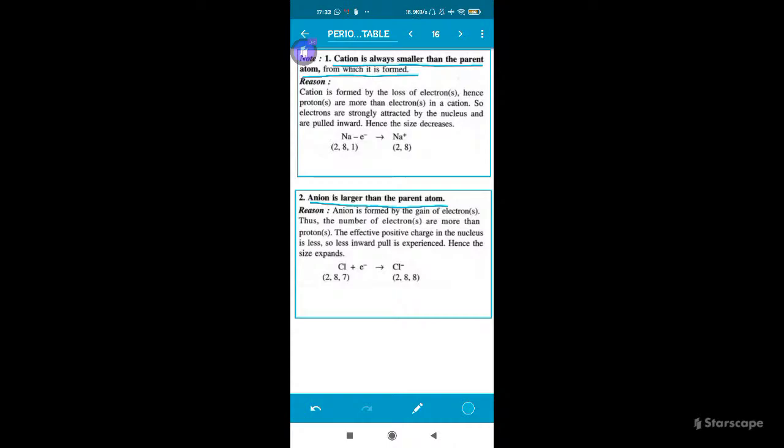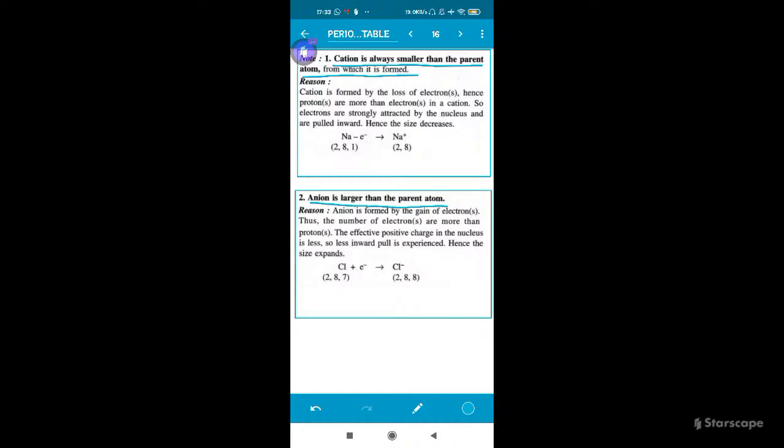So why is a cation always smaller than the parent atom? Now what is a parent atom? It is the atom which will lose the electron to form a cation. So the main atom which was initially there, that is the parent. Okay, and the cation is the positively charged ion and the anion is the negatively charged ion. I hope it is clear till here. So a cation is formed by the loss of electrons. Hence protons are more than the electrons in a cation.